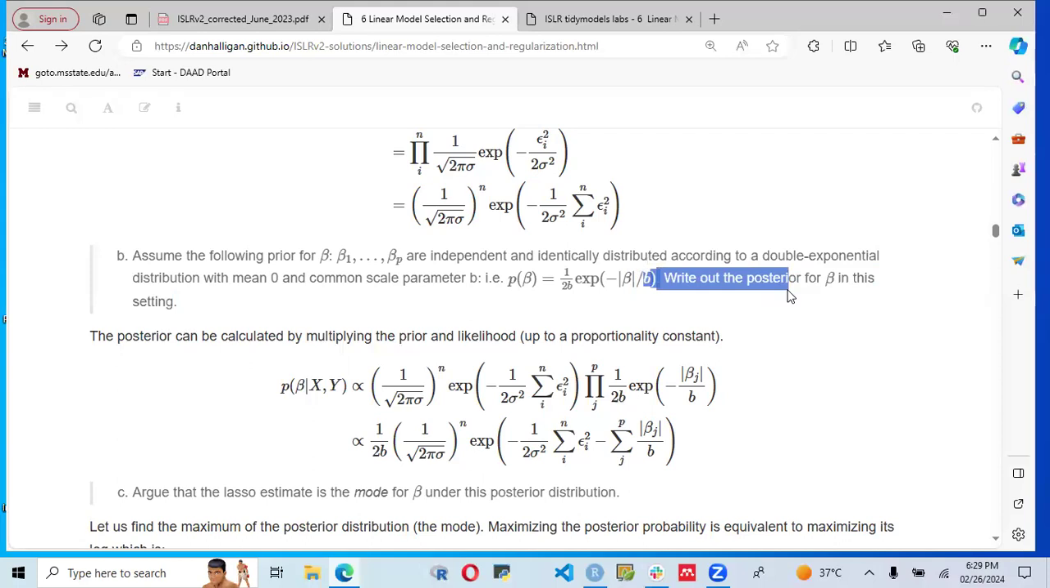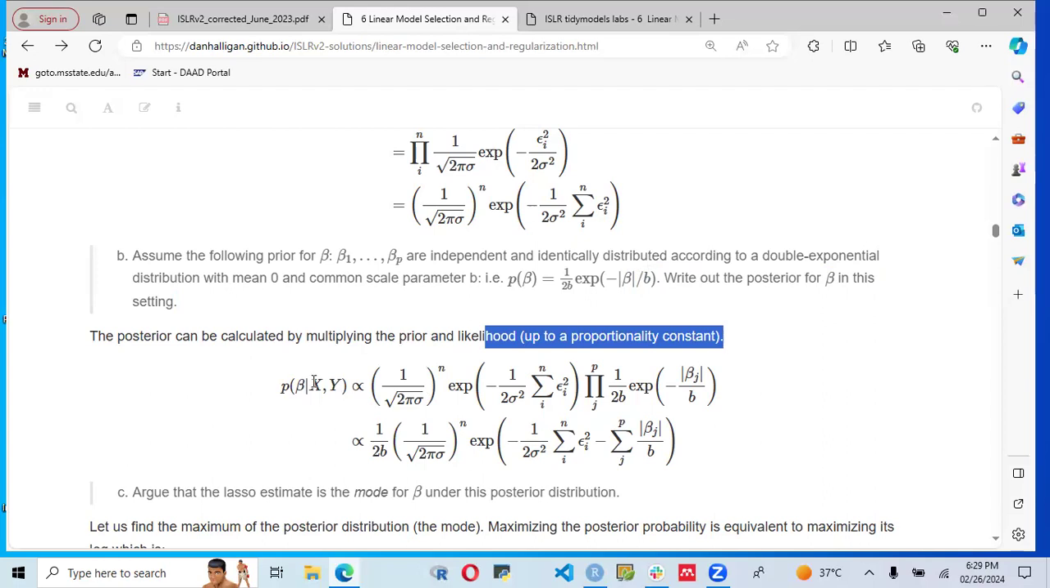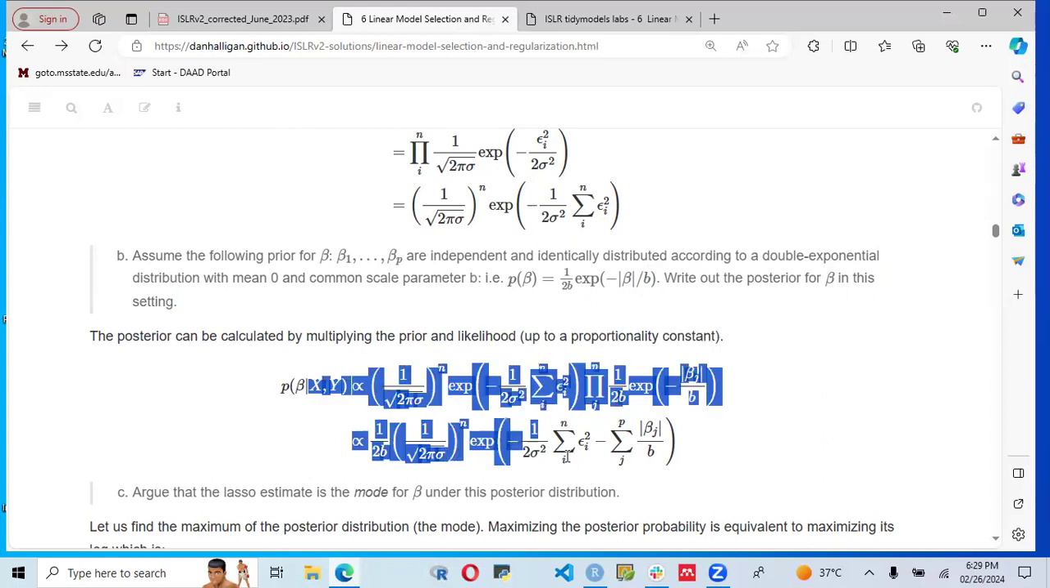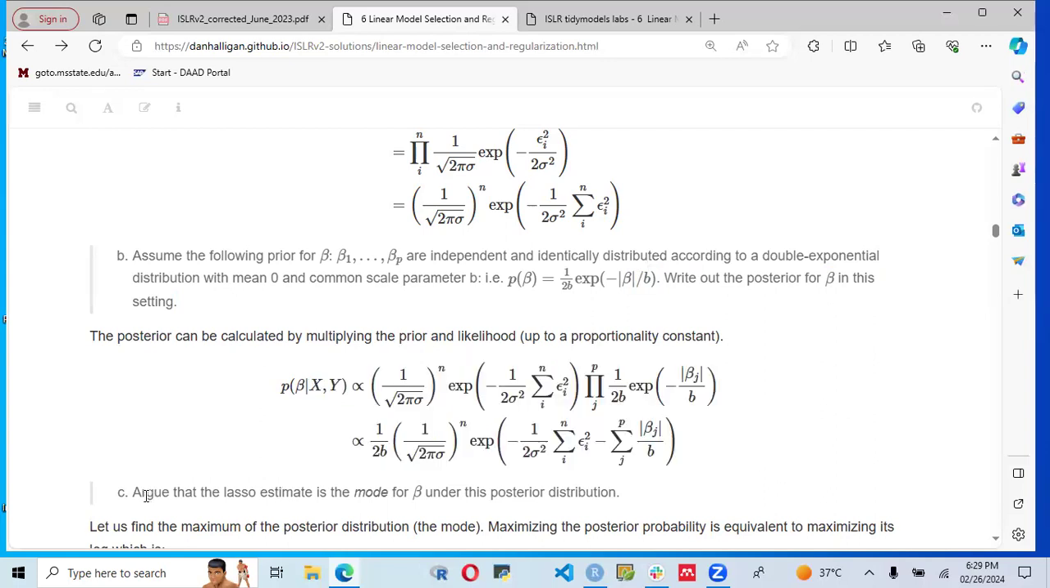Write out a posterior for beta in this setting. So the posterior can be calculated by multiplying the prior and likelihood up to a proportional constant. This is the equation which they derived. Then they say we should argue that the lasso estimate is the mode for beta under this posterior distribution.